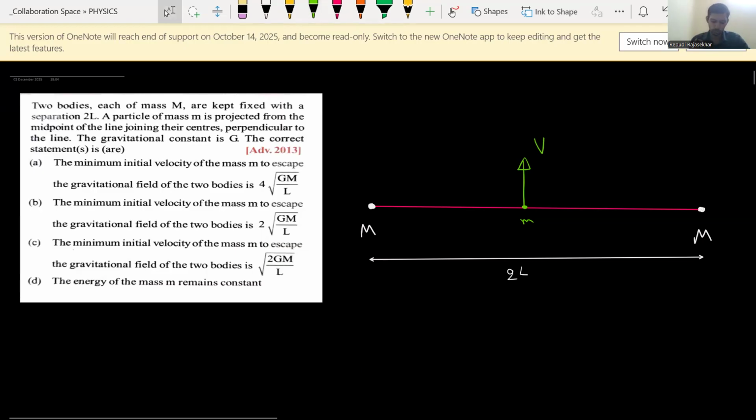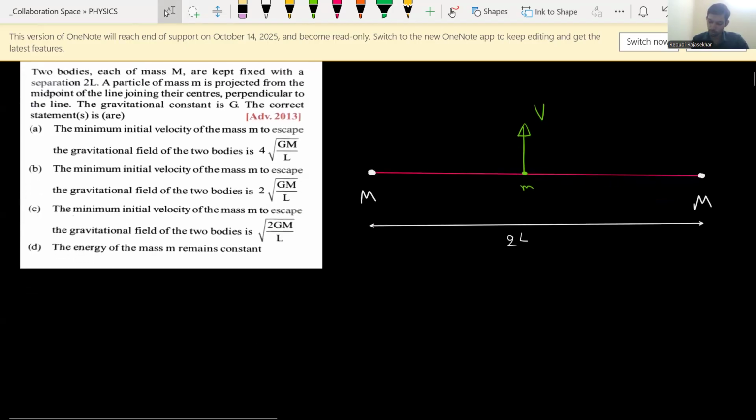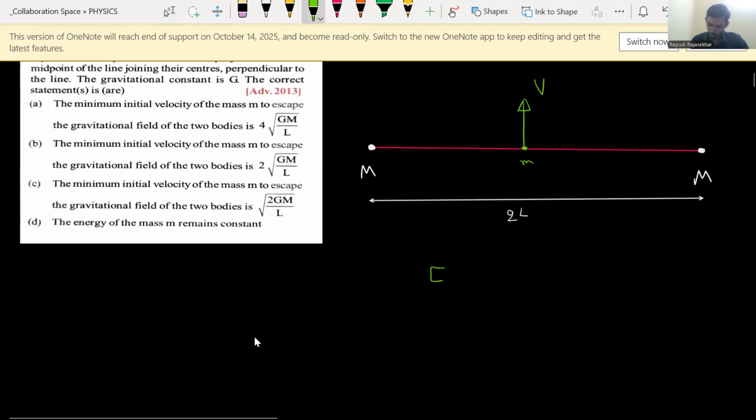To solve this question, we need to use the energy conservation method. If you apply the same concept in daily life, for example a rocket launch, definitely air friction is present. In that case, we cannot use energy conservation because due to air friction some energy is lost. But here the assumption is given that there is no loss of energy, so the initial energy should be equal to the final energy. So we'll use the equation: initial energy of the system equals final energy of the system.